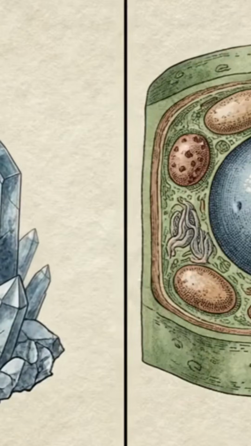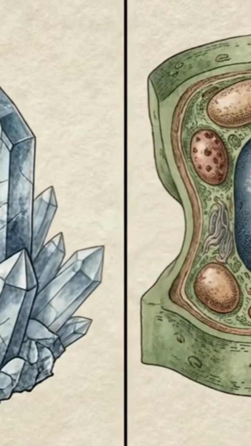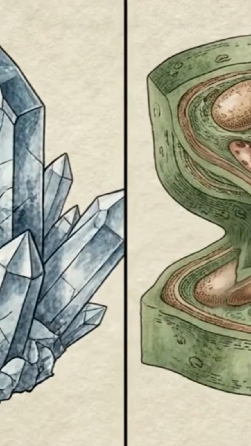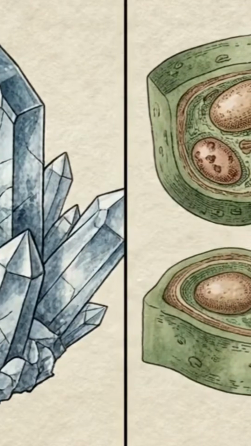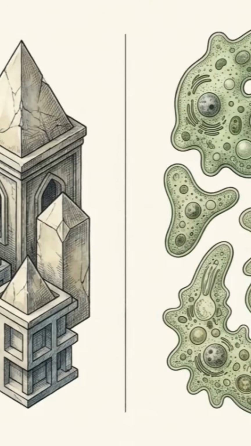Look at these two processes side by side. On the left, a jagged mineral crystal rapidly forming. On the right, a single plant cell dividing. The physical boundary between these non-living phenomena and living organisms is counterintuitive.